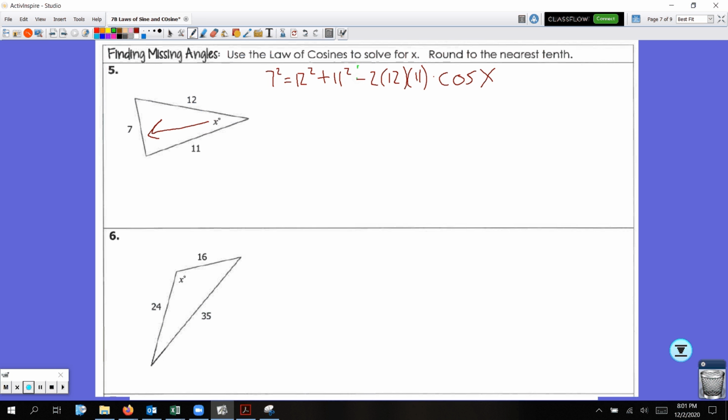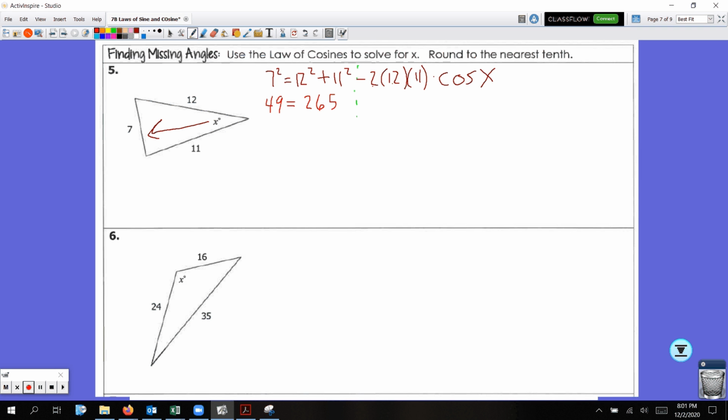So just like draw yourself a little line there and separate it. You're gonna calculate 12 squared plus 11 squared. So 12 squared plus 11 squared is 265. So this is 265. You should know that 7 squared is 49. That's what's on this side.